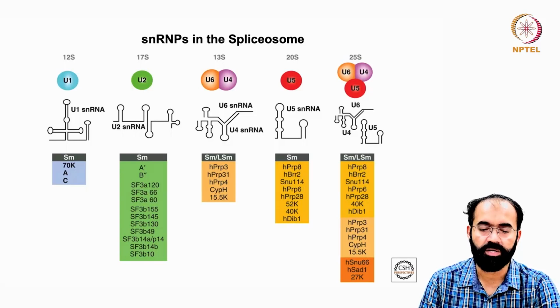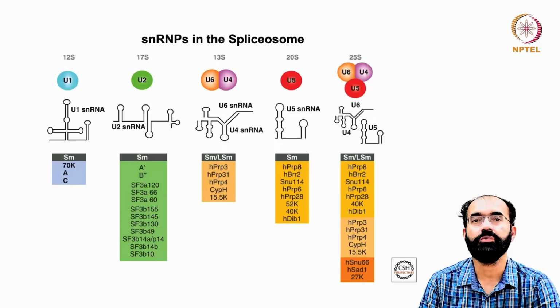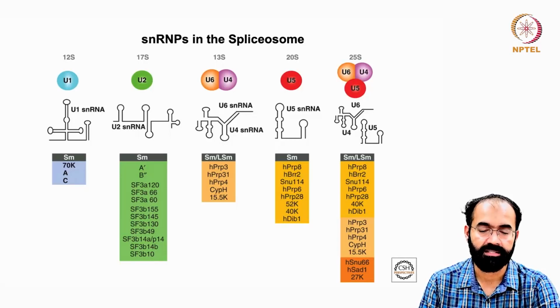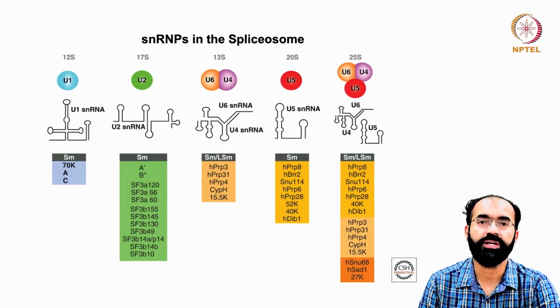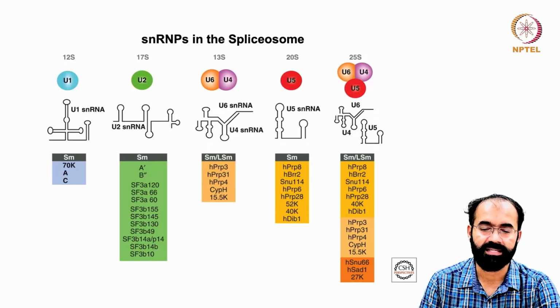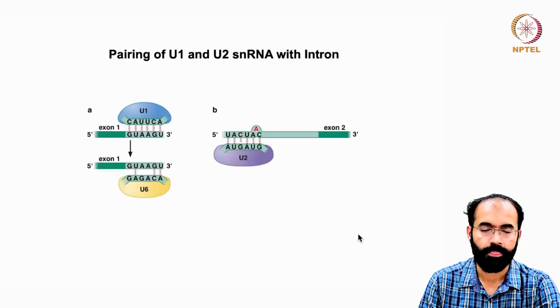Their names are not important, but this slide is basically to give a clear idea of how complex these snRNPs are. U5 snRNA is around 20S in size, and it interacts with this bunch of proteins. And this complex U6, U4, U5, which is around 25S, and this is their interaction pattern, and you have a bunch of proteins interacting with them as well.